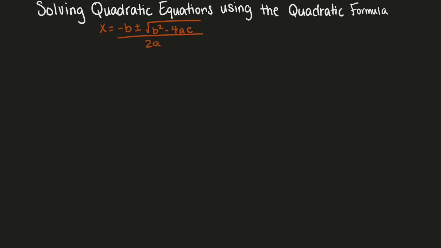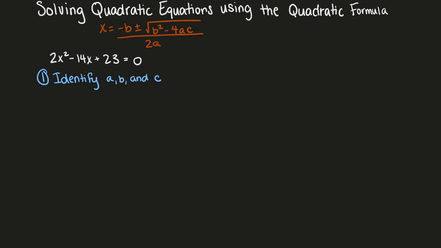So say we have the quadratic equation 2x squared minus 14x plus 23 equals 0. So our first step when we are using the quadratic formula to solve our equations is going to be to identify our a, b, and c terms.